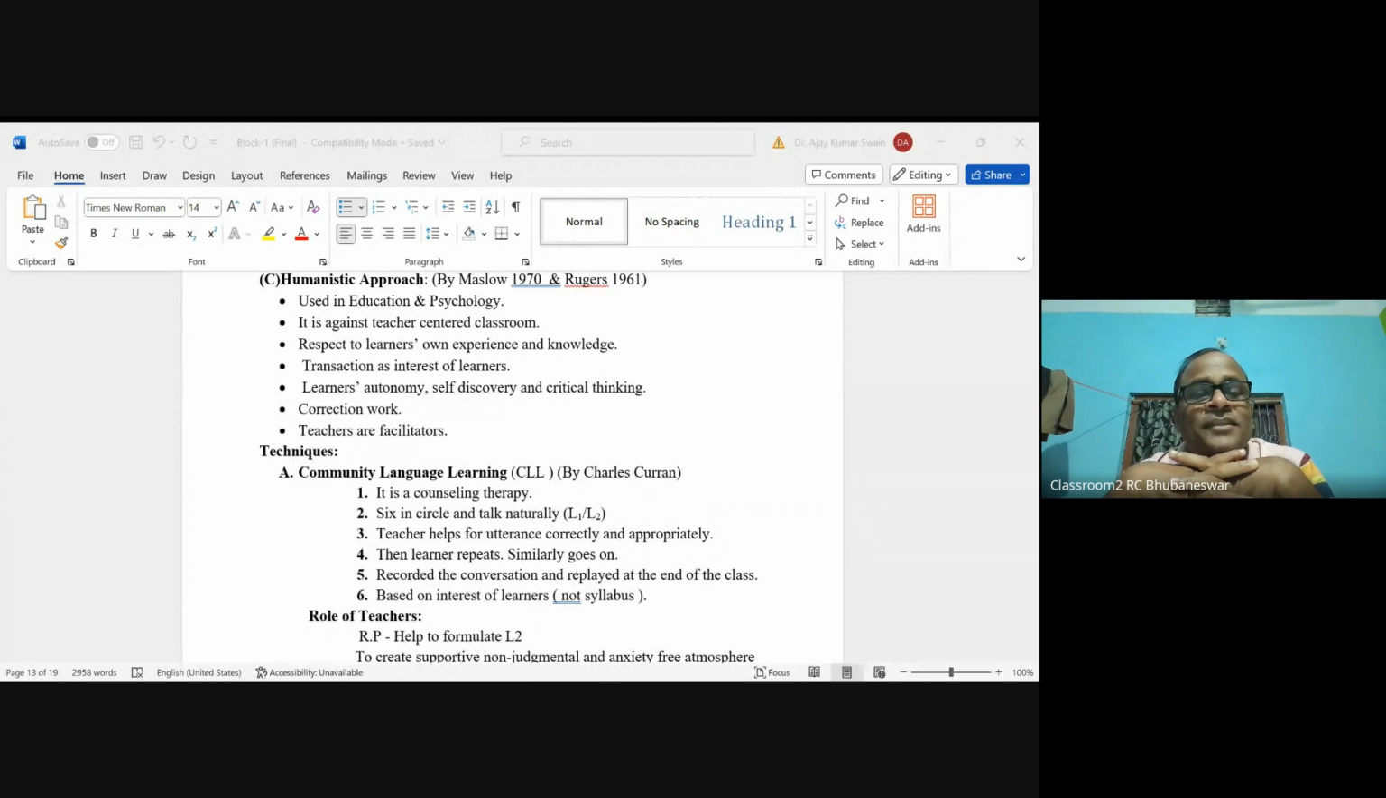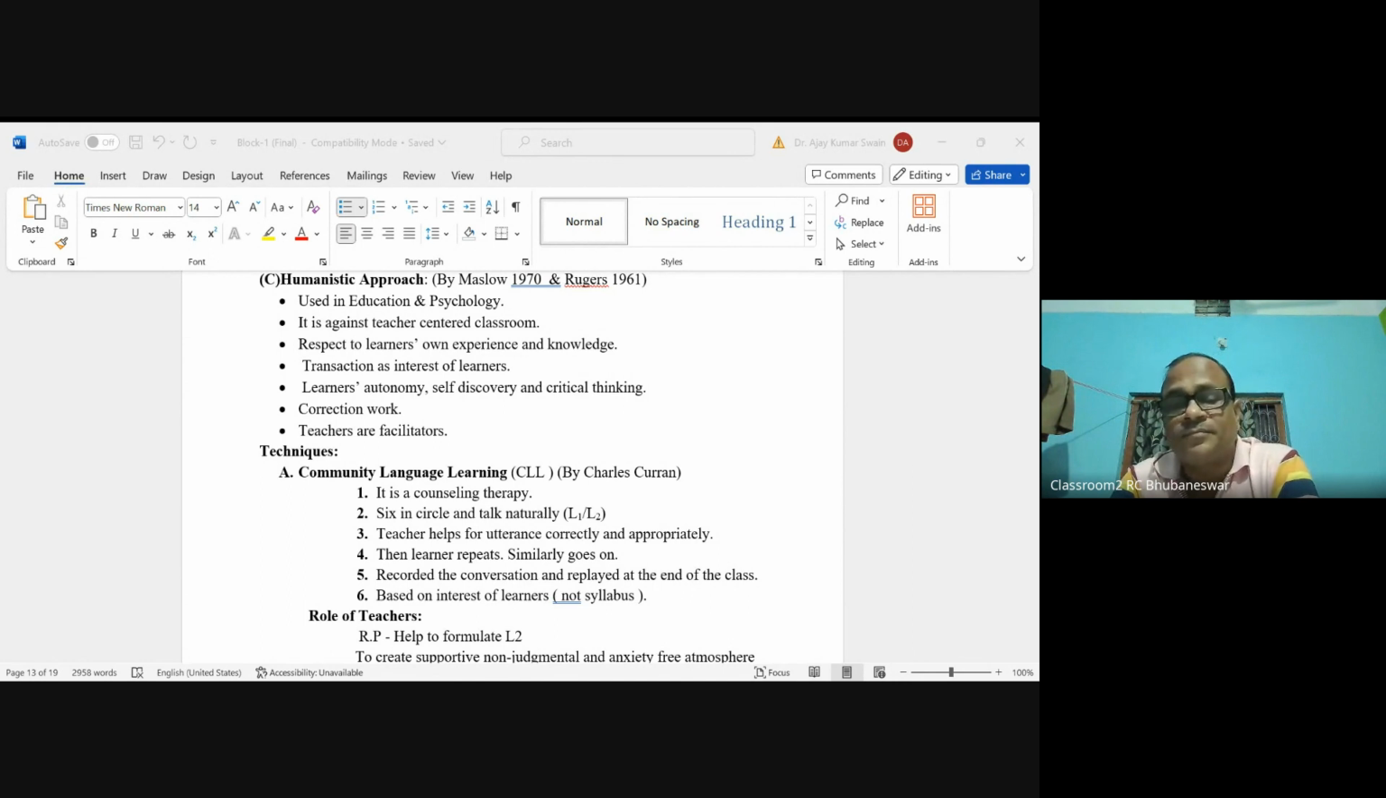It is against teacher-centered classroom. It is focused on child-centered classroom. Respect to learner's own experience and knowledge. According to this method, learner's own experience and knowledge is very important. As per interest of the learner, transaction must be carried on. Learner's autonomy, self-discovery, and critical thinking are very important aspects of this method.